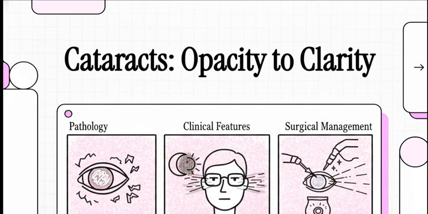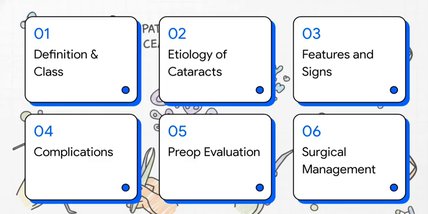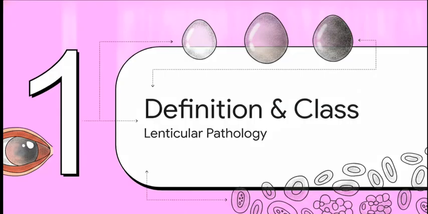Okay, here's our clinical pathway for today's session. We've got 6 key stops. 1. Definition and classification. 2. Etiology of cataracts. 3. Clinical features and signs. 4. Untreated cataract complications. 5. Preoperative patient evaluation. And finally, 6. Surgical management techniques. This is structured exactly how your brains need to absorb it for exams, tracing the patient's entire journey. All right, let's kick things off with Section 1, Definition and Classification.